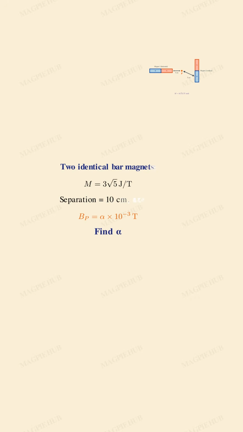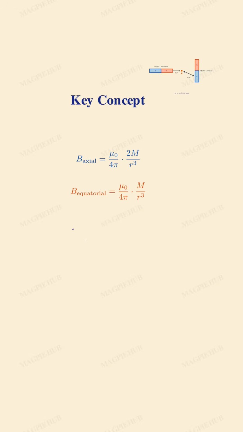Two identical small bar magnets, each of dipole moment 3√5 joules per Tesla, are placed at a center-to-center separation of 10 cm, with their axes perpendicular to each other. The magnetic field at the midpoint P is alpha times 10 to the power minus 3 Tesla. Find alpha. Key concept: the magnetic field of a dipole.